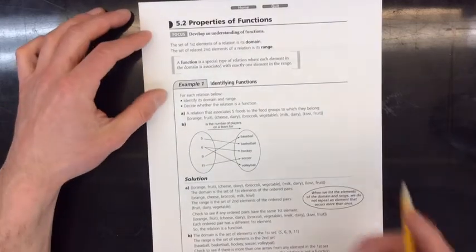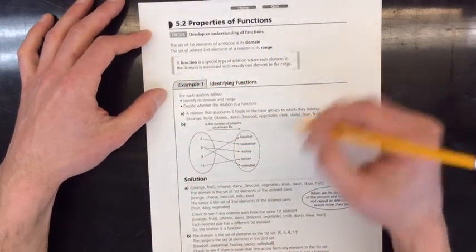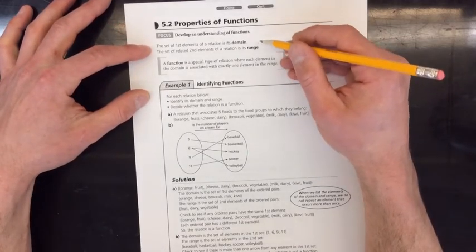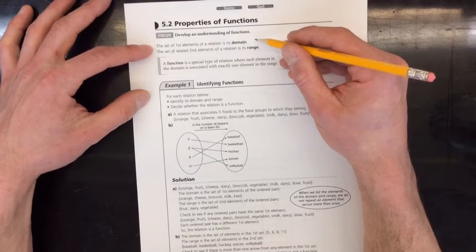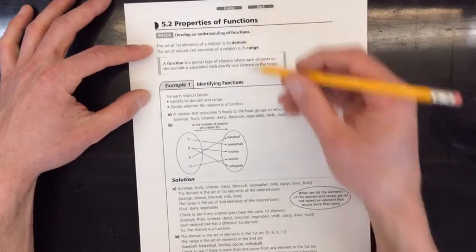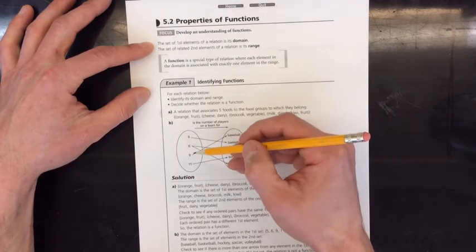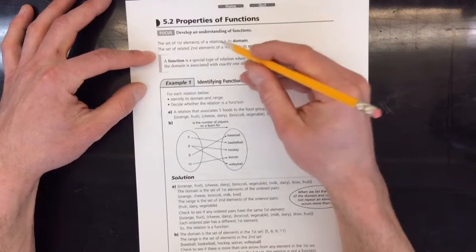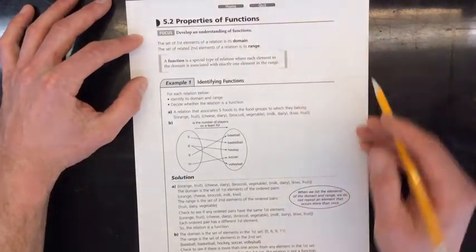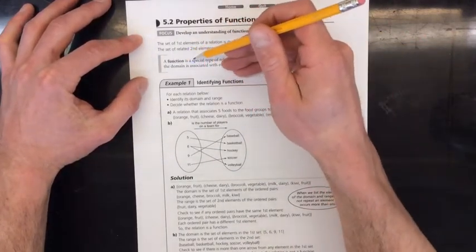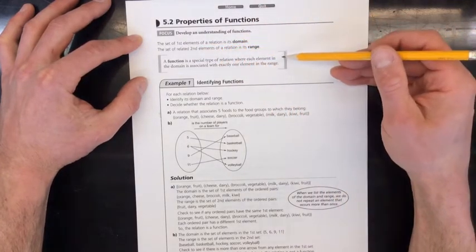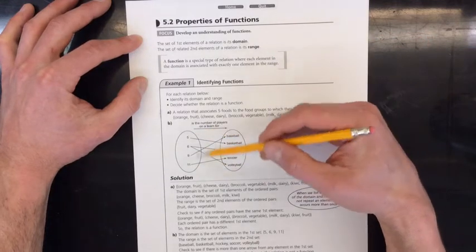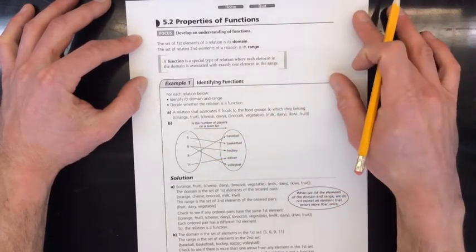Okay, so on to section 5.2, and this is properties of functions. So there's lots of definitions and things we need to pay attention to and learn. The first big thing to learn is that the set of first elements of a relation are what we call the domain. So the first circle or the first column in a table would be the domain, and what they're related to are the second set of elements, called the range. And we often call this a function, which is a special type of relation where each element in the domain is associated with one element in the range. So nothing in the domain can be repeated.